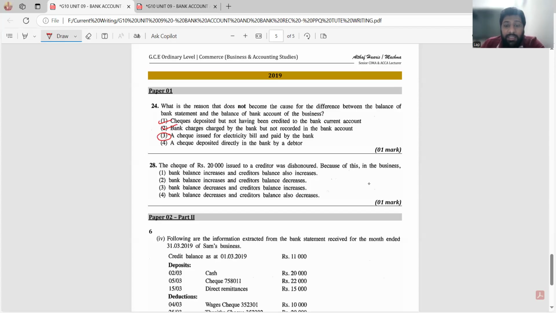A check deposited directly, direct remittances. Direct remittances, until we get the statements, we will not know. So your answer is the third. Third one is the answer.